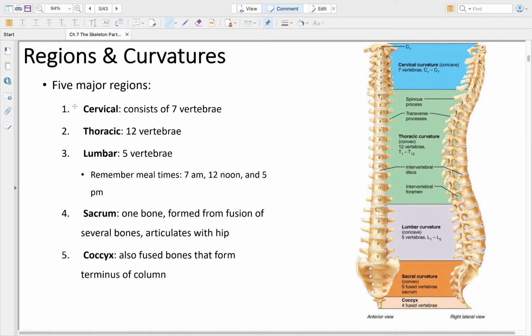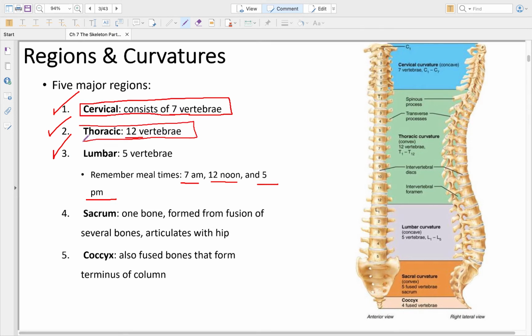Our vertebral column has 5 major regions. The cervical has 7 vertebrae, the thoracic 12, the lumbar 5. A really good way to remember this is at 7 a.m. we have breakfast, at 12 we have lunch, and at 5 p.m. we have dinner. So 7 a.m., 7 cervical vertebrae, 12 p.m. for lunch, 12 thoracic vertebrae, 5 p.m. dinner, 5 lumbar vertebrae.